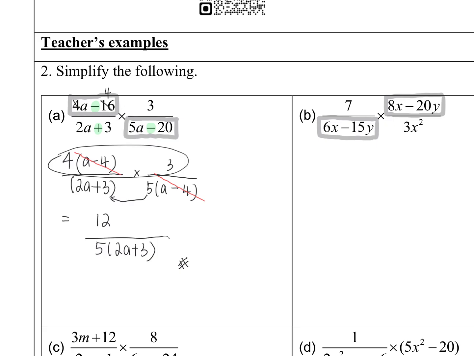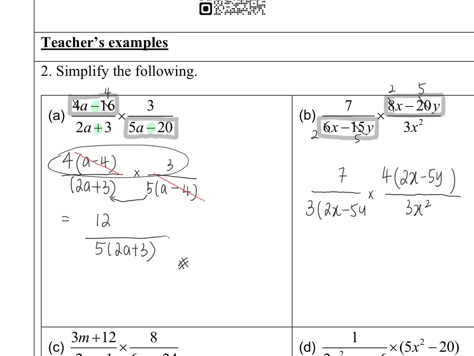For 8 and 20, what is common? 4. So I take out the 4, left 2x minus 5y. The rest I just copy. Those that are alone are good, I don't need to do anything about them. Between 6 and 15, what is common? 3. So I take out 3. I also get 2x minus 5y. Can you see that you have a group of terms that are exactly the same? Then you cross them out. Getting smarter. Any other thing you can simplify?